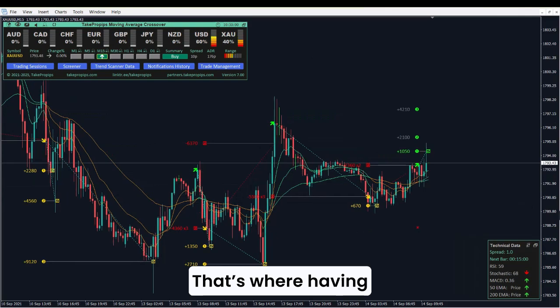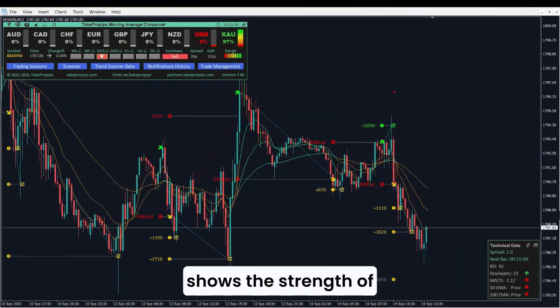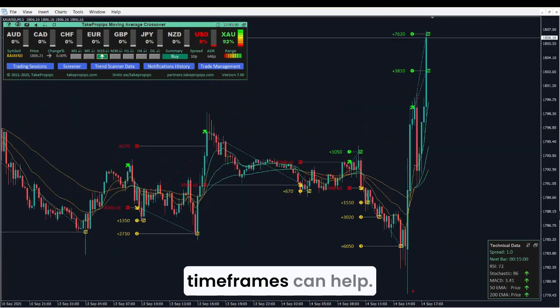Here's the key though, you've got to know when to shift from a range mindset to a breakout mindset. That's where having a dashboard that shows the strength of current trends across time frames can help.